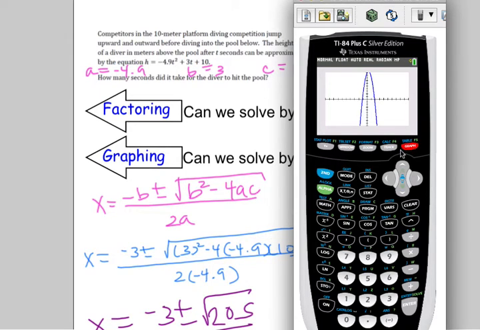Now it looks like a parabola. Here's where my negative answer is. I'm not concerned about a negative time, so I'm not worried about that one. I need to find this one. So remember, to find it, you go 2nd, Calc, which is above Trace. That is a zero value, which is number 2.